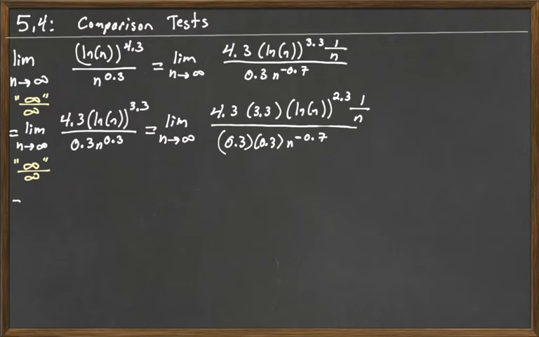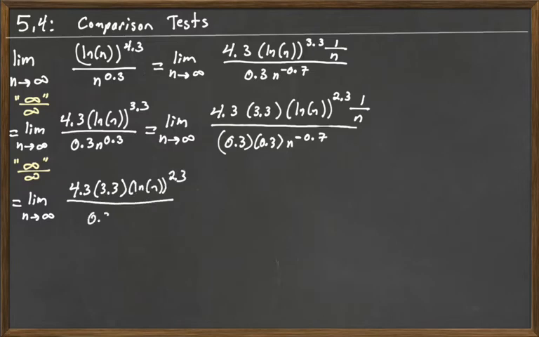Now maybe you start noticing a pattern. The 1 over n, the n is going to come to the denominator, n to the negative 0.7 times n to the first, the n to the 0.3. So this becomes the limit as n goes to infinity of 4.3 times 3.3 natural log of n, that quantity, to the 2.3, all over 0.3 squared times n to the 0.3. If we examine this limit again, it's going to be of the form infinity over infinity. So we'll apply L'Hopital's rule again.